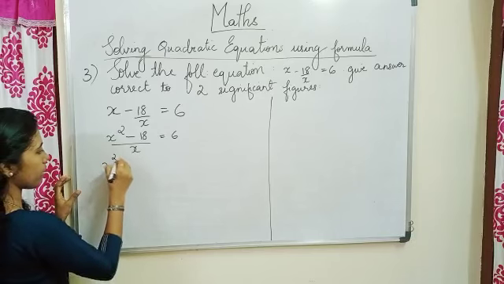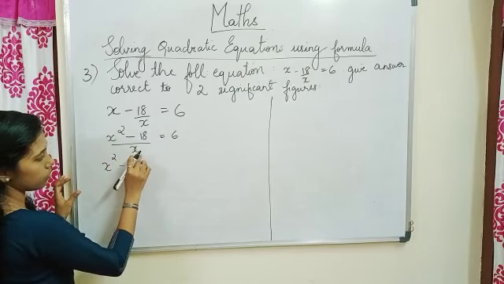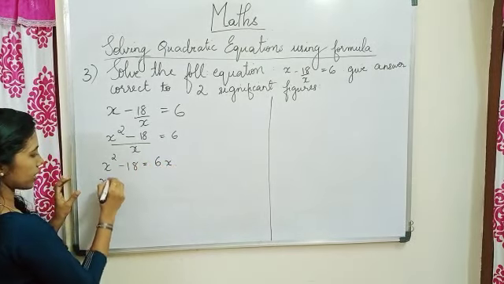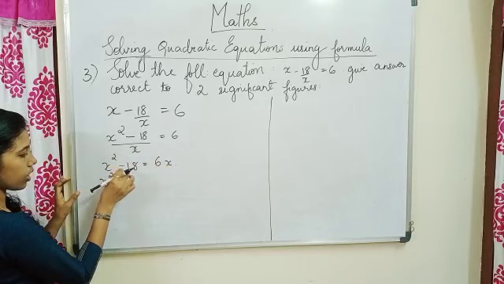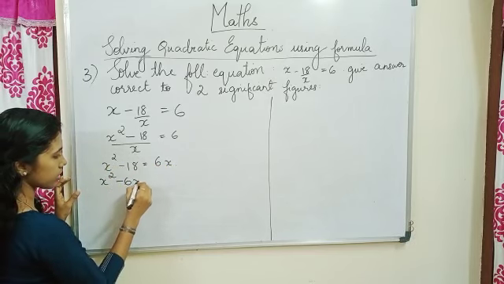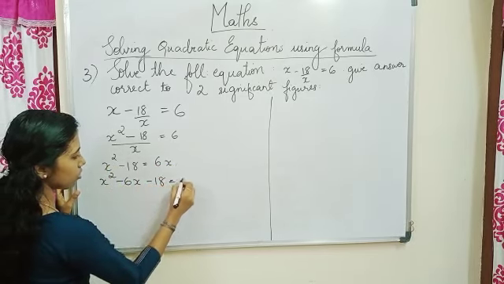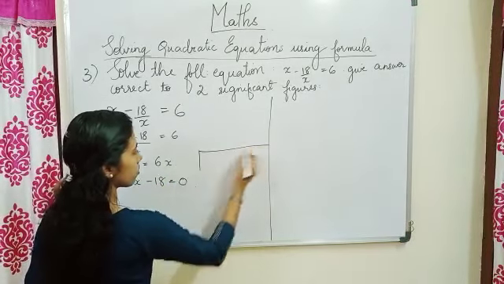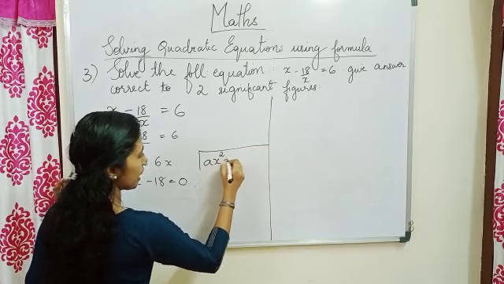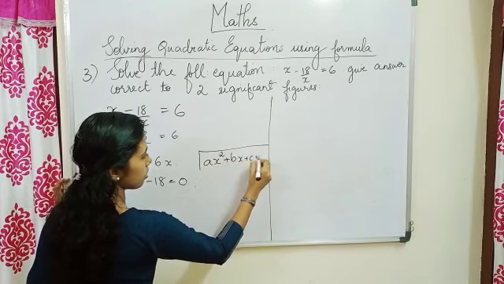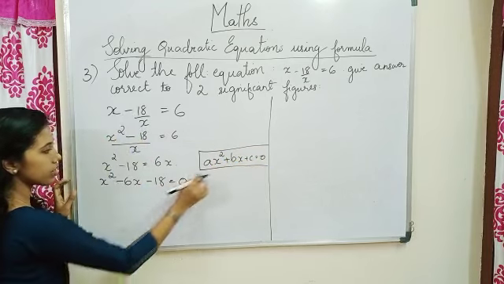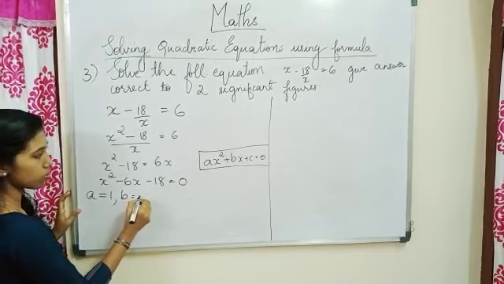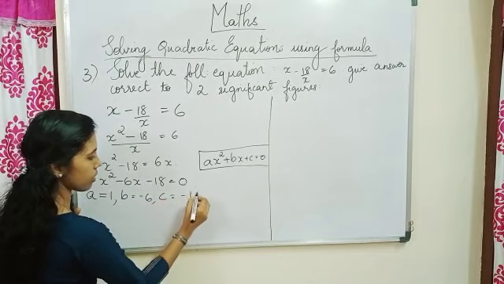That is x square minus 18. On bringing this x onto the other side it becomes 6x. Then x square, bringing this 6x to the other side, it becomes minus 6x minus 18 is equal to 0. This is the quadratic equation, in the form of the standard quadratic equation ax square plus bx plus c is equal to 0. Comparing these two equations we get a is equal to 1, b is equal to minus 6 and c is equal to minus 18.